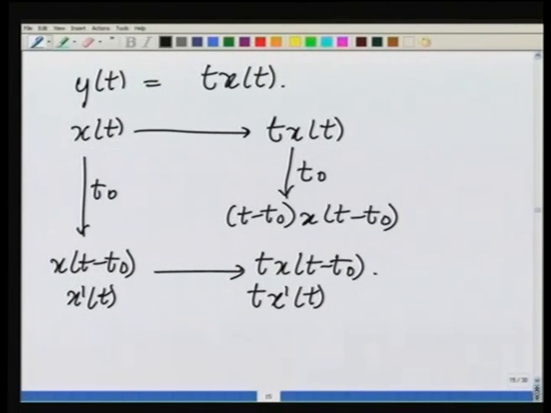So, through one path in the commutation diagram, we get t x(t minus t naught). This happens when you time shift first and apply the system next. Through the other path, you have the system applied first to give t x(t), and then the time shift applied to get (t minus t naught) x(t minus t naught). The expressions are completely different, as you can see, and these two are not equal to each other. So, this system is not time invariant. We would simply say the system is time varying.